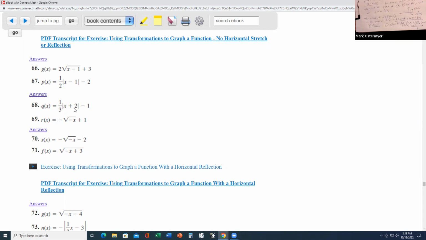First of all, x plus 2 means the graph of f of x, which is the basic absolute value function of x, has been shifted 2 units to the left. By multiplying the function by 1/3, that is correct, we cause the graph to be vertically shrunk by a factor of 1/3. And by subtracting 1 from the function, that causes the function to be shifted downward 1 unit.